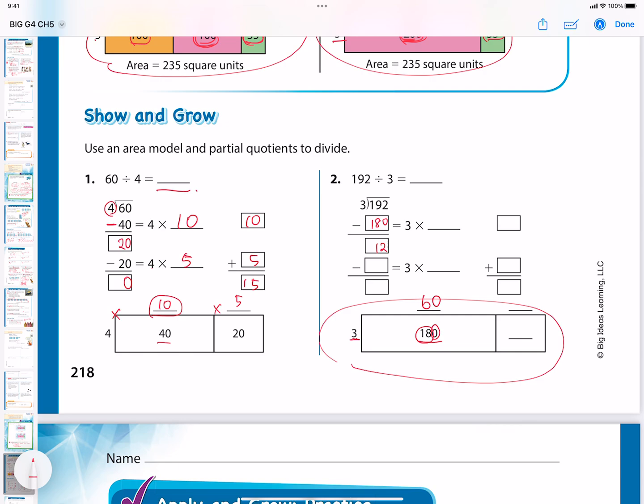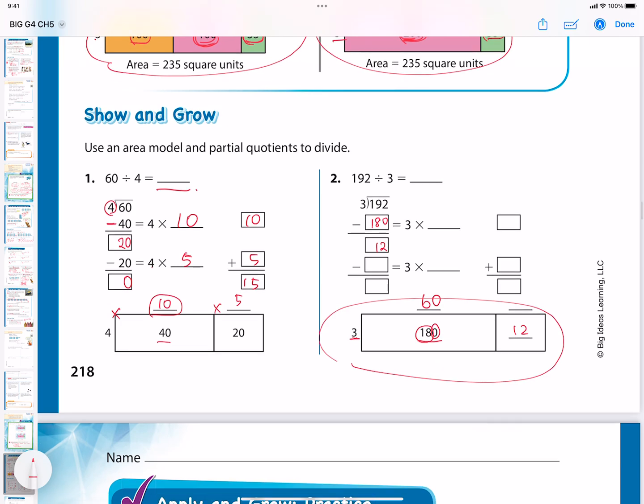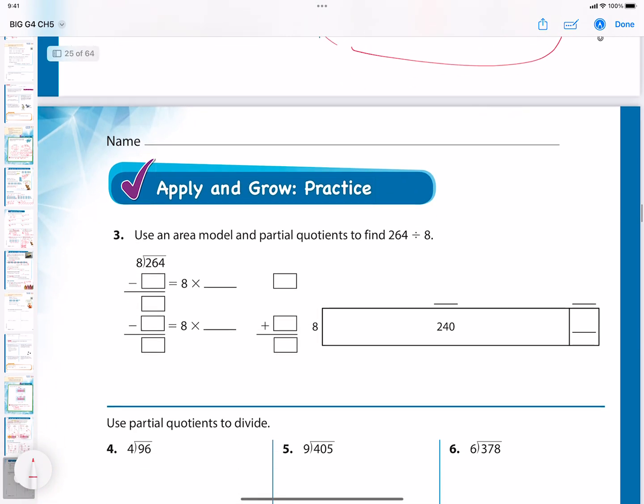And since we know 3 times 12 is the remainder, right? From the area 192, right? 3 times what is going to make 12? Yes, 4. So we know 4 and 60 is going to be no remainder. So 60 plus 4 is 64. And the quotient is what? 64. 60 and 4, they are partial quotients. And then 64 is the quotient. All right? And you can use the area model or just this long division, long repeated subtraction model. Whichever you feel comfortable with, you can go ahead.